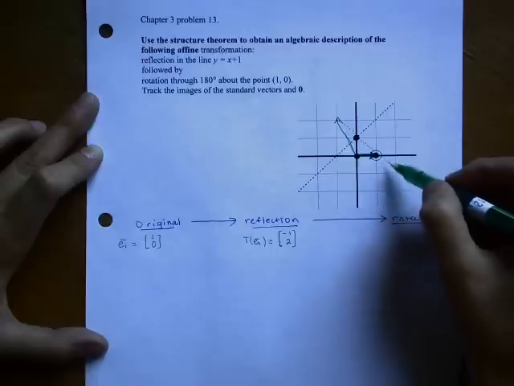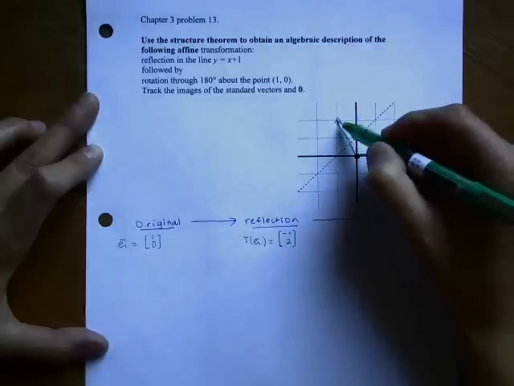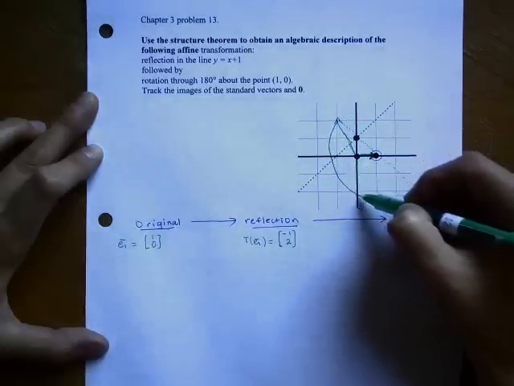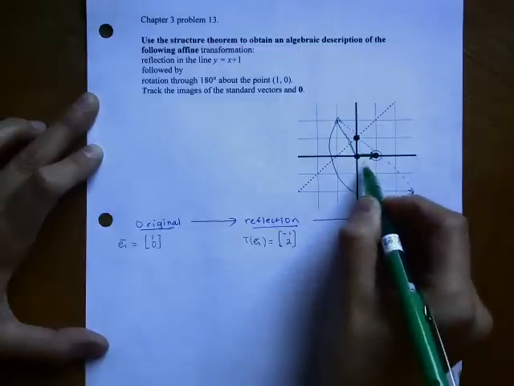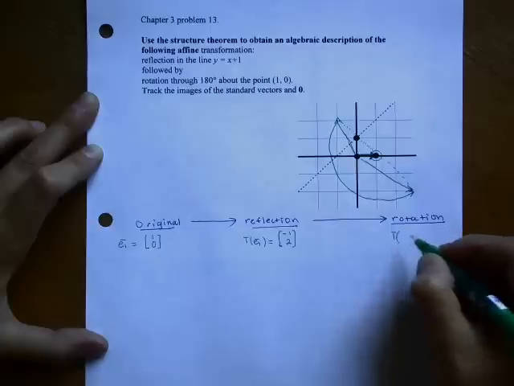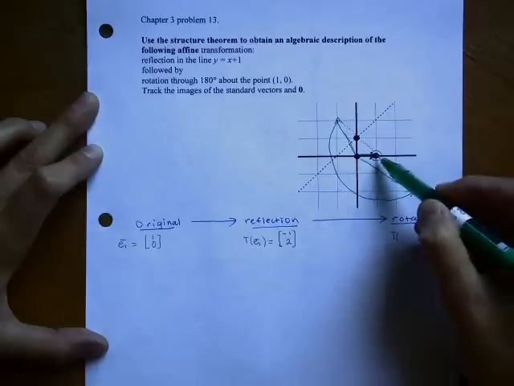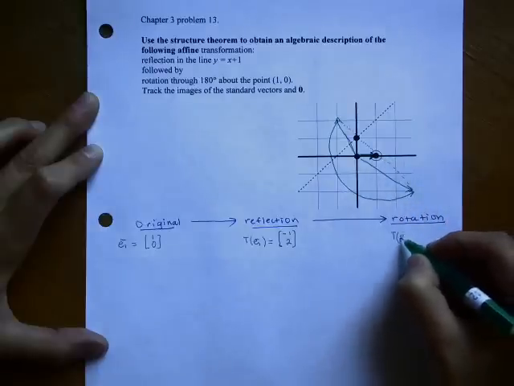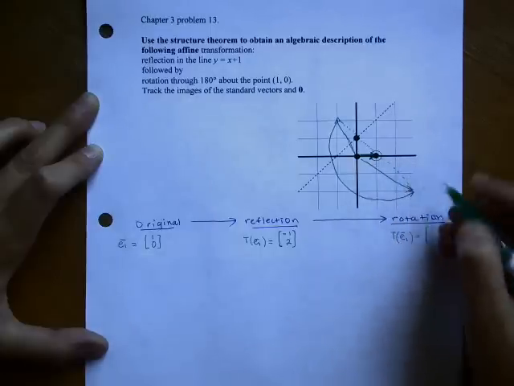And then to do a 180 degree rotation, it's going to end up over here. So you can see here we've rotated 180 degrees around this point here, and we end up with our transformed e1 vector as equal to 3, negative 2.